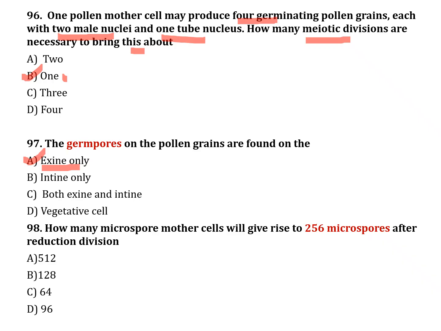The next question, number 98. How many microspore mother cells will give rise to 256 microspores after reduction division? Option A 512, option B 128, option C 64, option D 96. Correct answer is option C, 64. That is, 64 microspore mother cells undergo meiotic division to form 256 microspores.